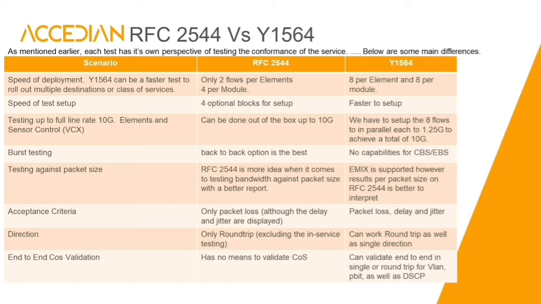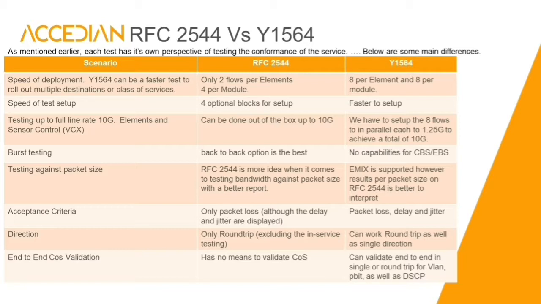whether from the elements perspective or from the sensor control, our modules, the RFC 2544 is a better test because it supports up to 1 gig or 10 gig out of the box. Y1564 doesn't support 10 gig per flow. We have to combine all the flows. So you have to utilize the 8 flows in parallel mode, each up to 1.25 gigs, so that we get a total of 10 gig. So if there's a 10 gig circuit to be tested, RFC 2544 is an easier way to do it.